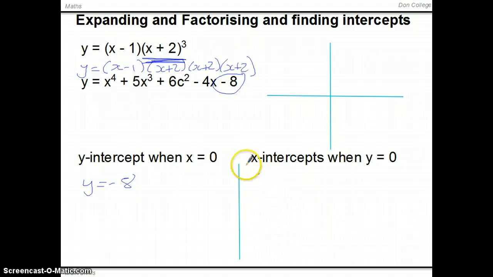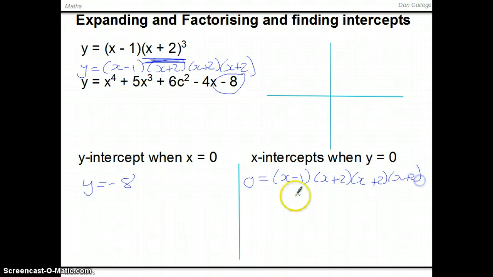X-intercepts are going to be, from this, 0 equals x minus 1, x plus 2, x plus 2, x plus 2. So basically what we get is that x equals 1 and negative 2, negative 2, negative 2. We get 3 lots of negative 2. So it's going to go through here, negative 2. It's going to go through here at 1.